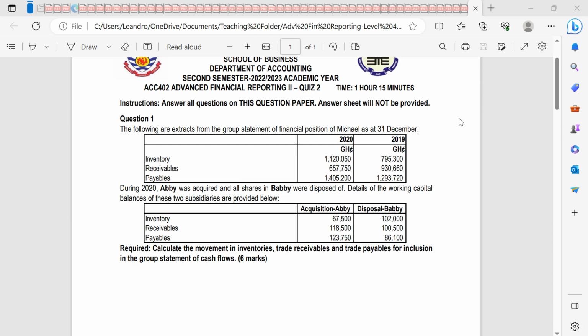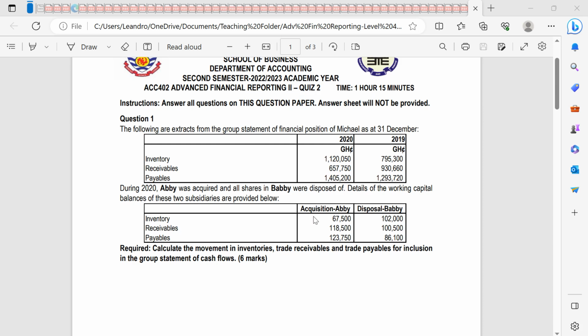As I explained in the previous video, you are looking for the cash in the working capital elements, which are inventory, receivables, and payables. So inventory being an asset, receivable being an asset, and payables being a liability. Your opening receivable is 2019. Your closing receivable is 2020.